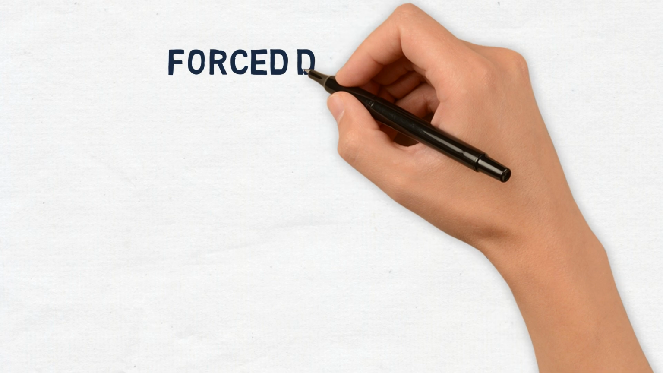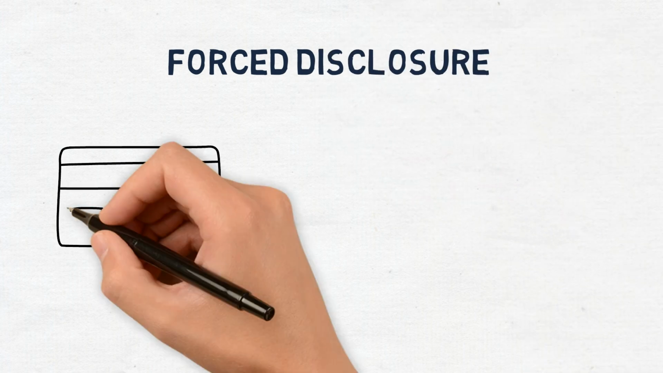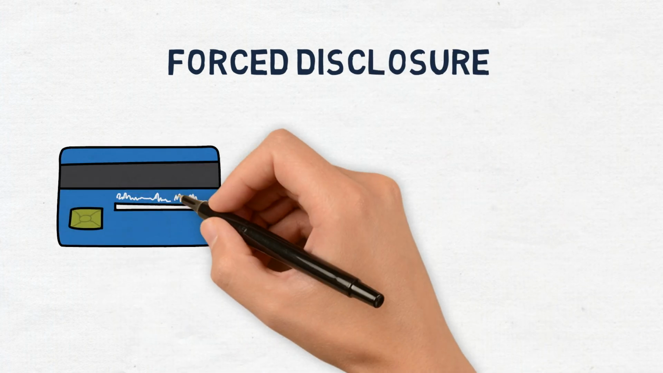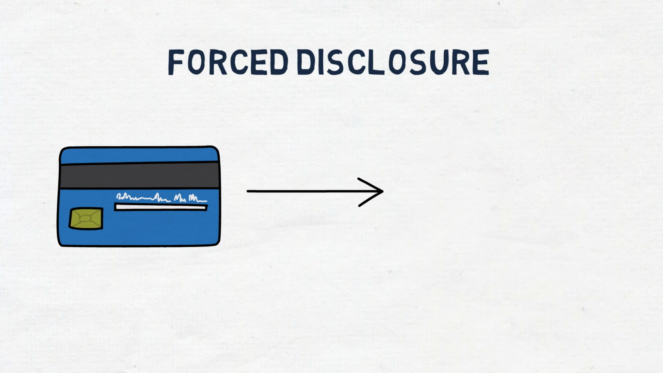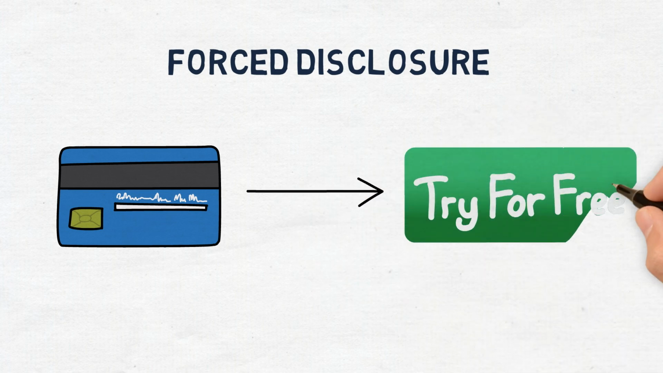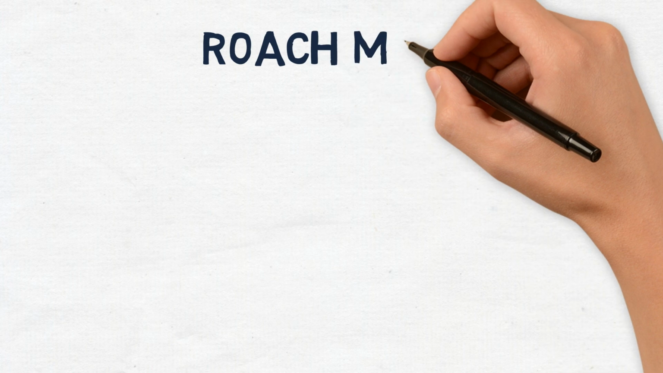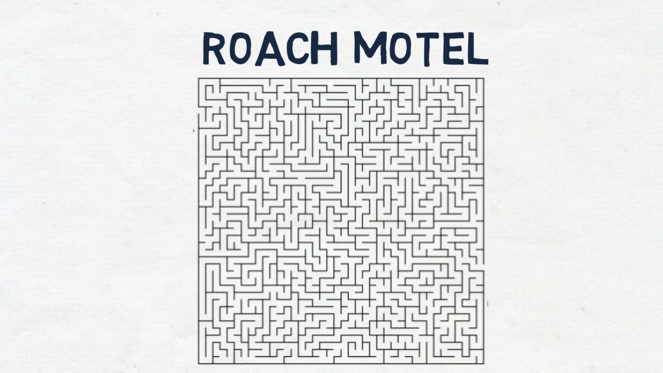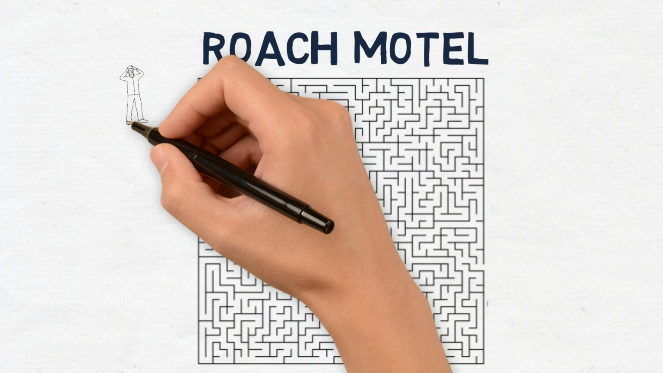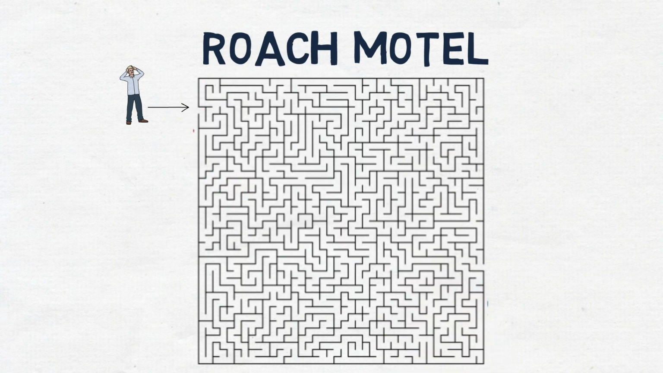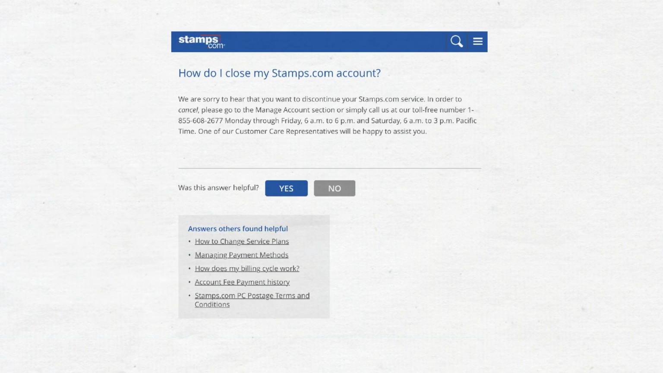Forced disclosure is when a website makes you enter sensitive information such as your credit card, name, address, or any personal information in exchange for a free or near free service. A roach motel is when a company makes it extremely difficult to get out of a certain situation. For example, making users call a customer service number to opt out of email communications. In this example, you have to call a number between certain hours just to unsubscribe.